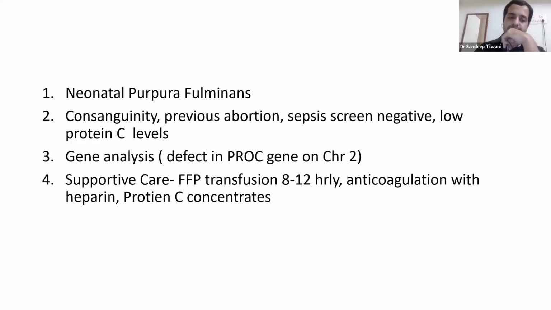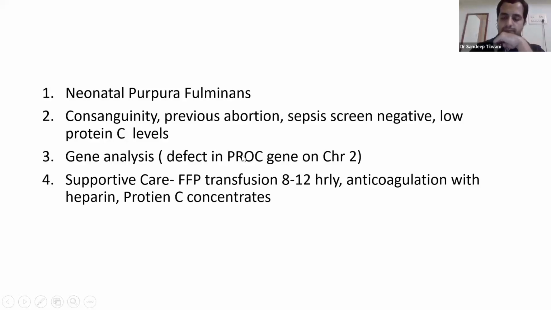Again, the management would be supportive. FFP transfusion every 8 to 12 hourly. Anticoagulation may be needed if you have a high D-dimer level. And protein C concentrate is the treatment, but that is not available in India. So for us, it is only FFP transfusion and maybe anticoagulation with heparin. Okay.